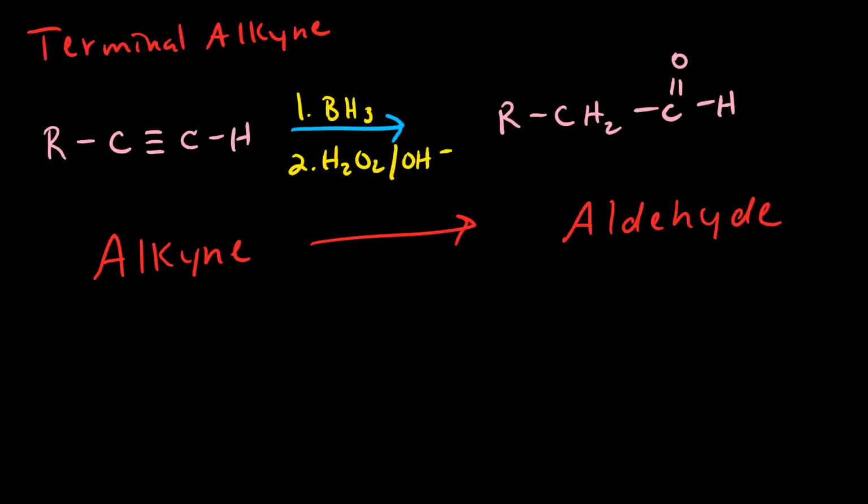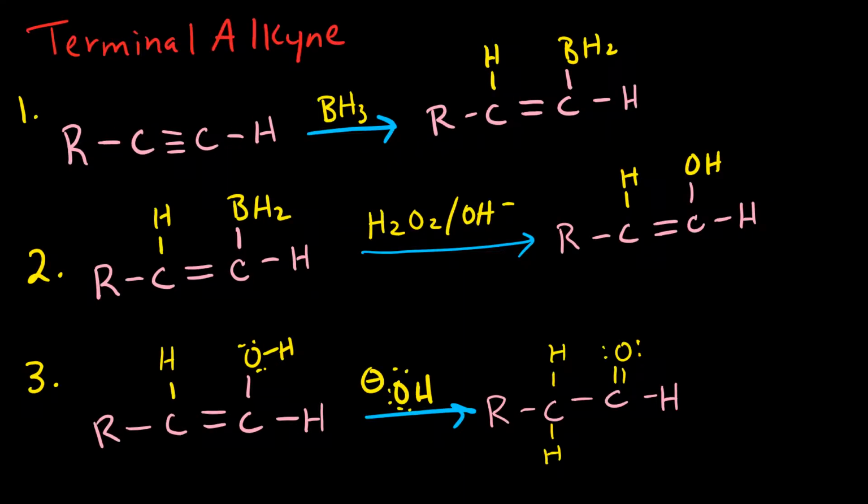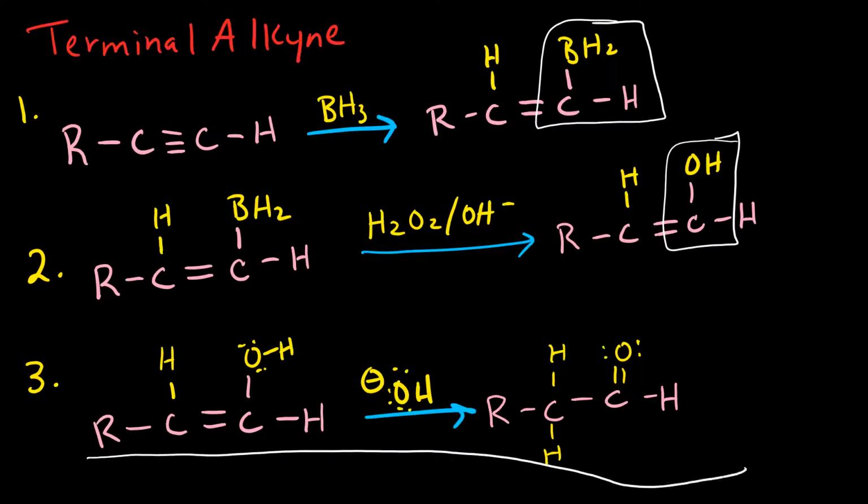With the terminal alkyne, you're going from an alkyne to an aldehyde product. The steps are going to be the same with the terminal alkyne. It's just that the boron is going to have a preferred side this time. It's going to go to the less substituted side due to sterics. And so in the end, you get the hydroxyl group on the less substituted side. And after the base catalyzed tautomerization, you're going to get an aldehyde product.